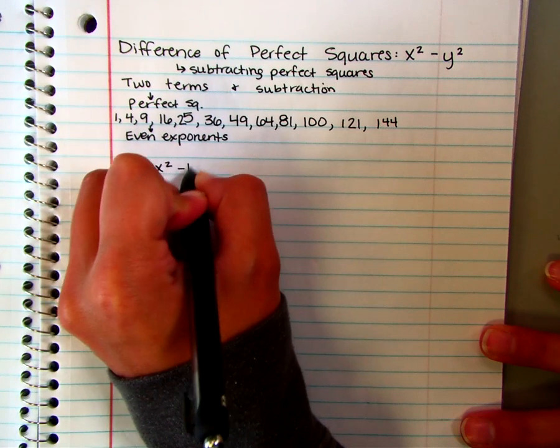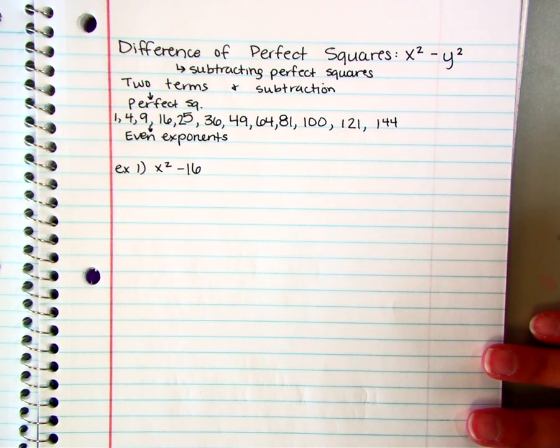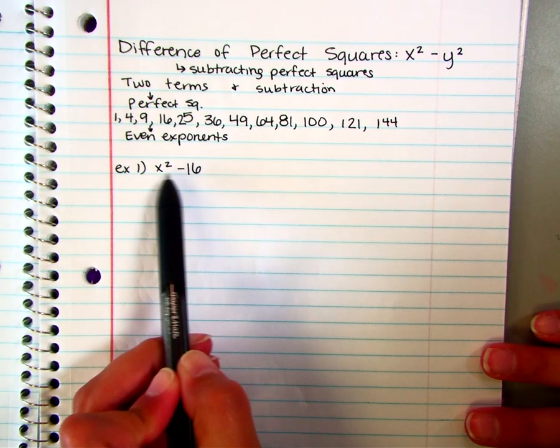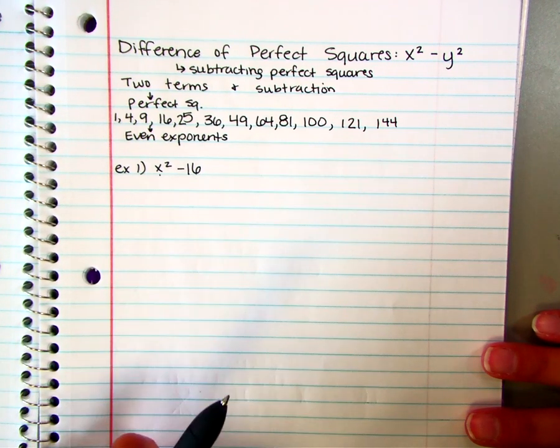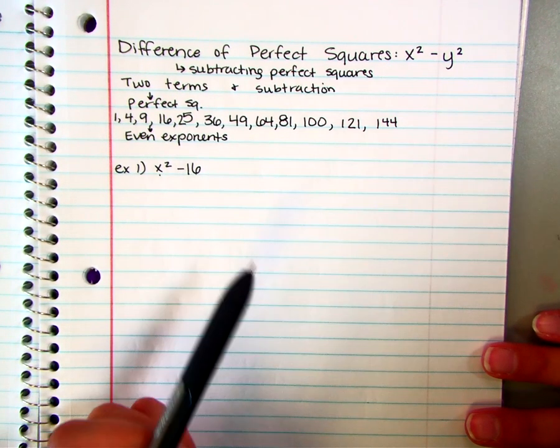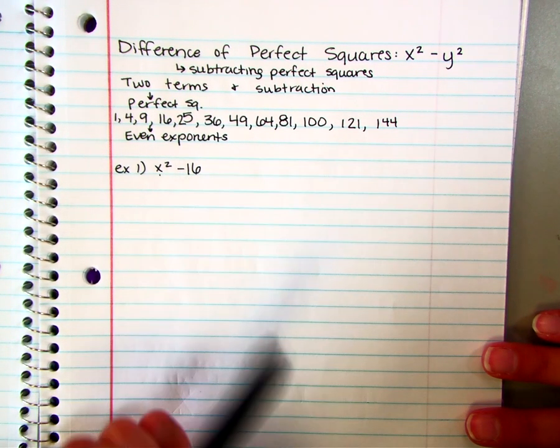So you got x squared minus 16 as our first example. And so you'll notice we've got two terms. X squared is one term, 16 is a second term. We've got subtraction, even exponent, and 16 is a perfect square.